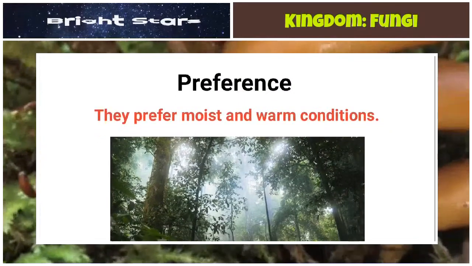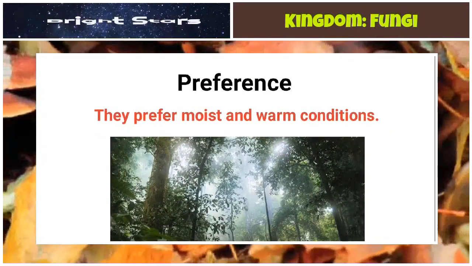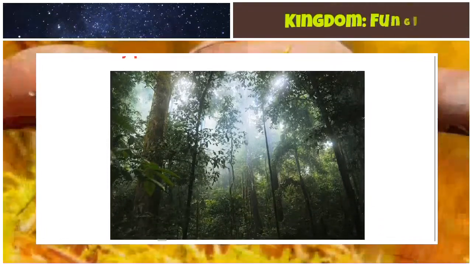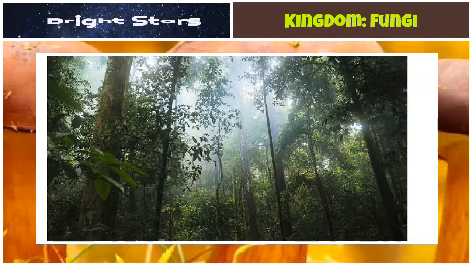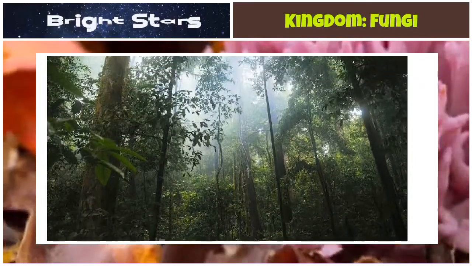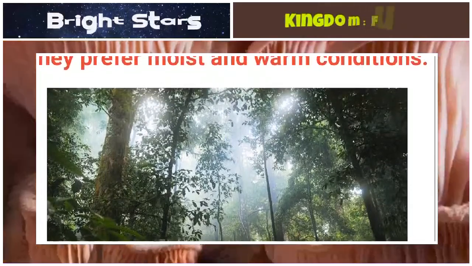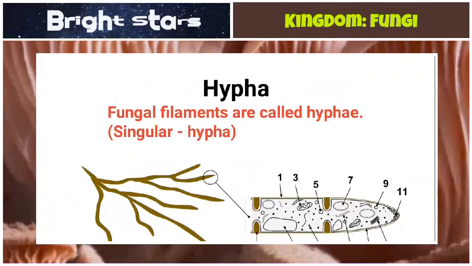So next thing is their preference. They prefer moist and warm conditions. If moist and warm conditions are there, they grow very fast, especially on the floor of the forest. They grow very fast.